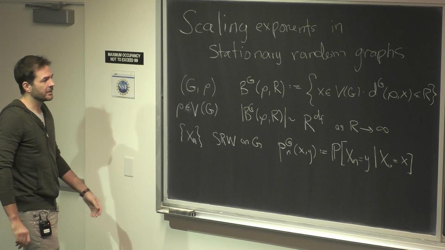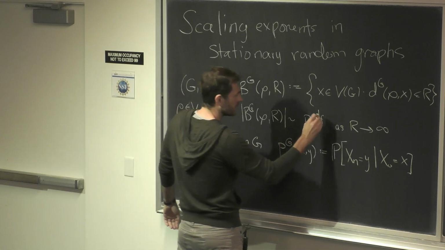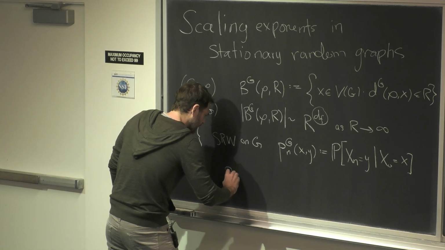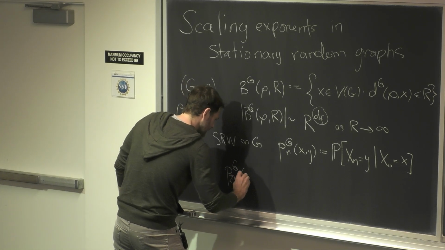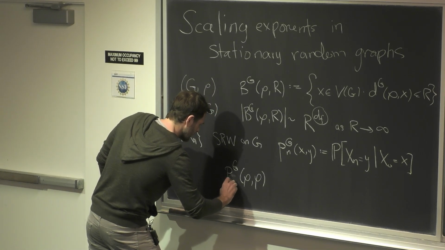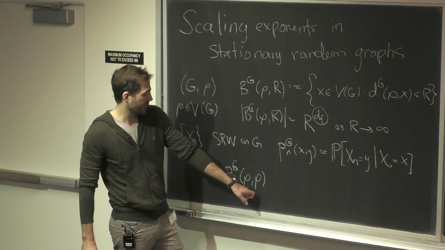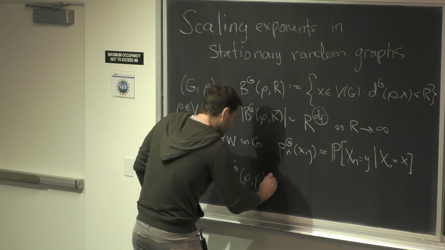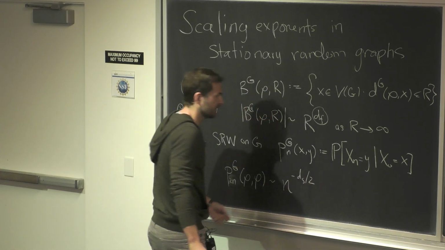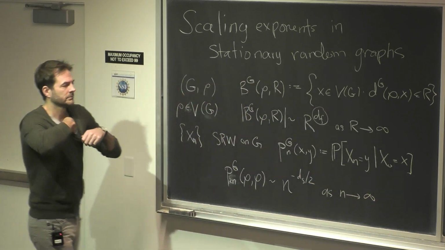And then another exponent one might consider is what's called the spectral dimension. Let me just circle this exponent. The spectral dimension is the exponent that describes the scaling of this quantity, the probability that a random walk started at rho is at rho at time 2n. And it's defined by this expression, as n goes to infinity. Okay, so there's two quantities.